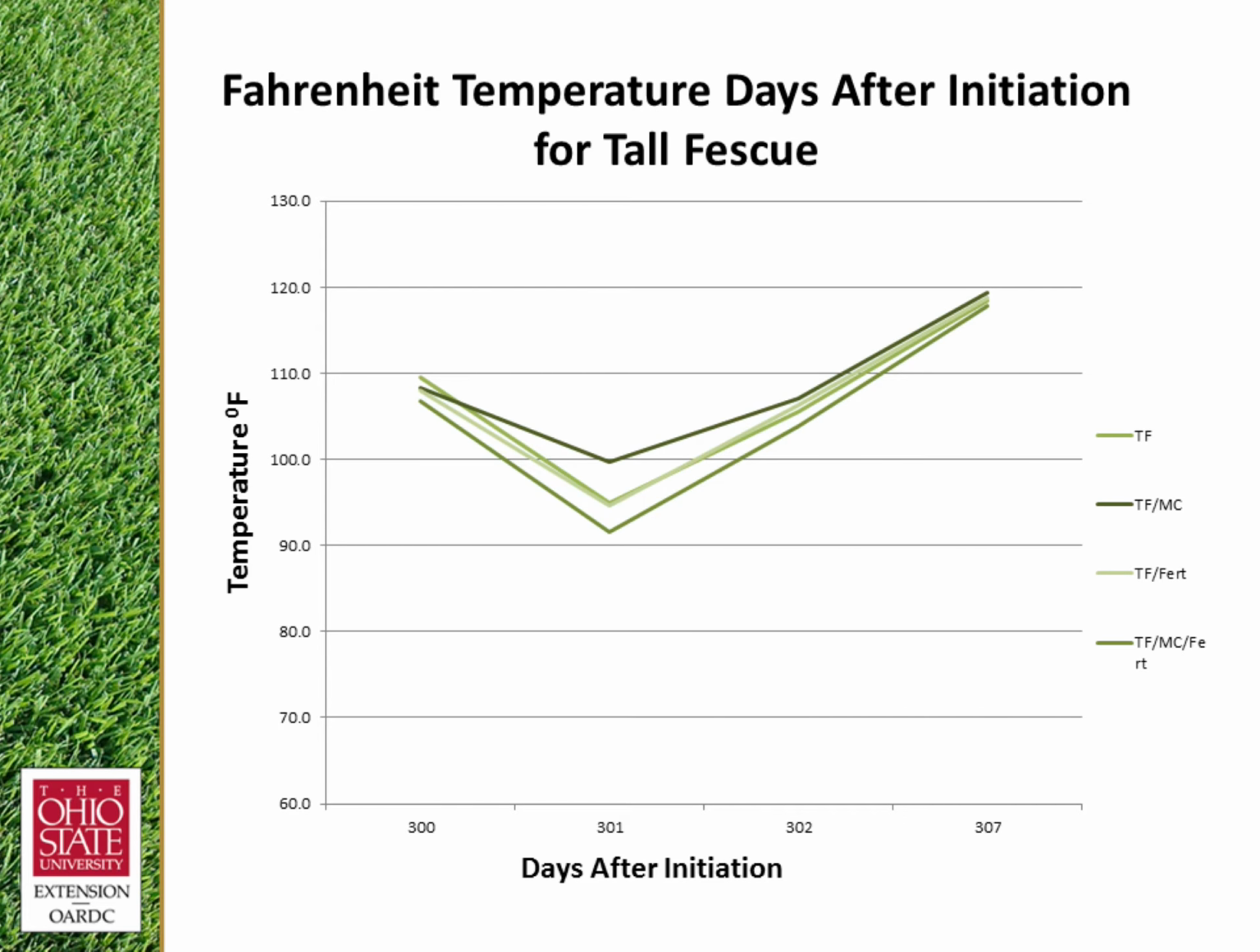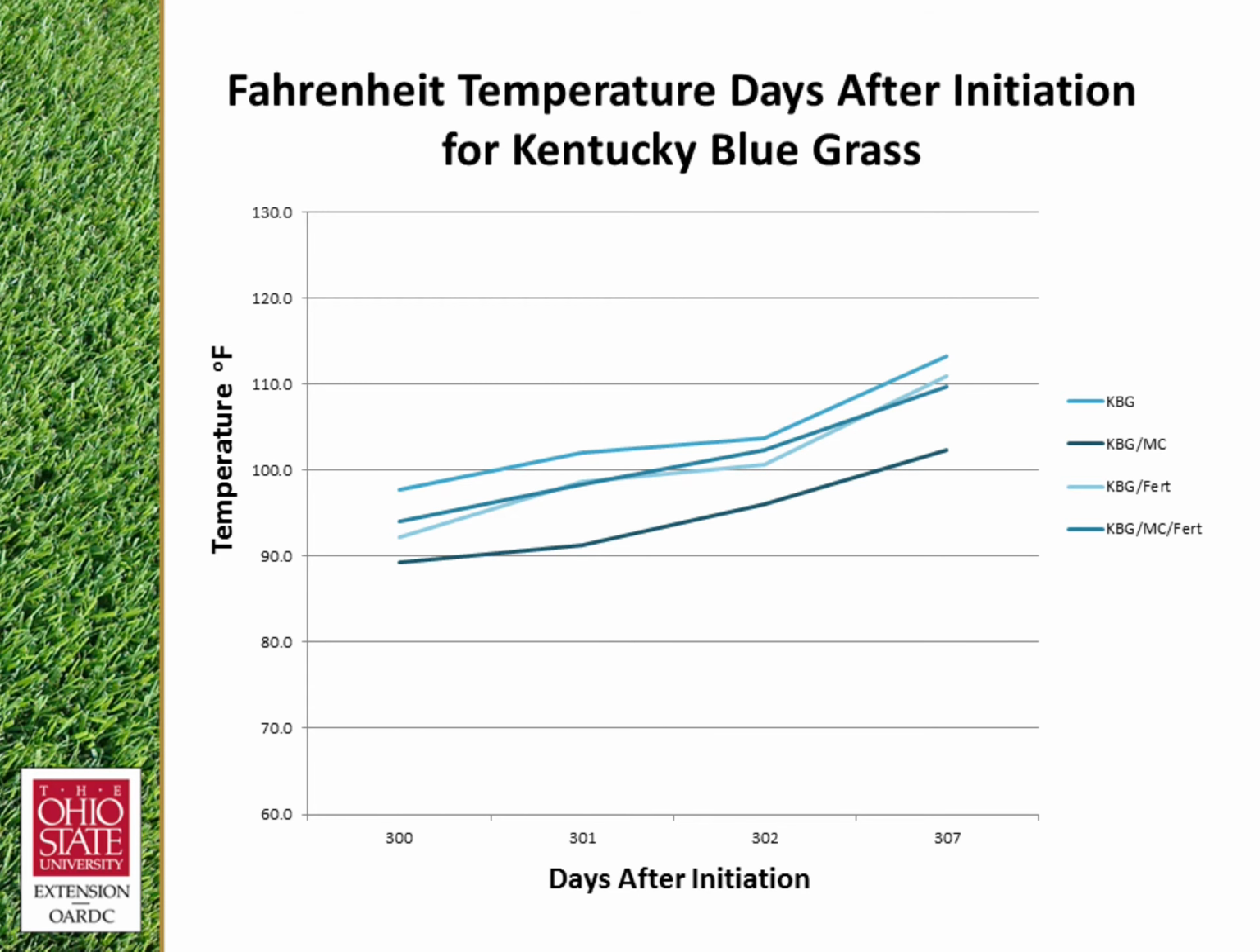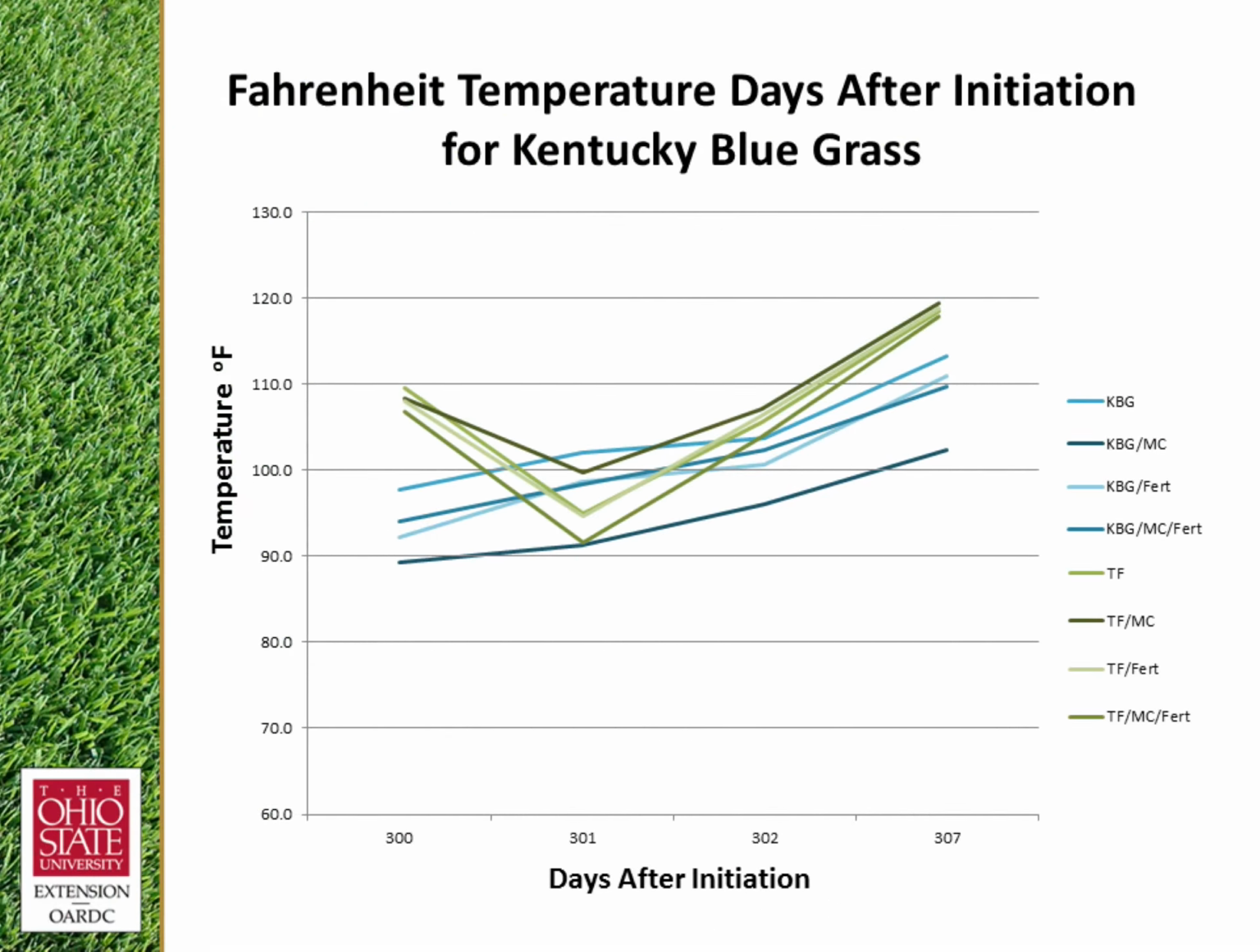Here's the data for the tall fescue. We also evaluated the temperature of the plots over a 1-week period. The microclover plots look like they are straddling above and below the non-microclover plots, with the microclover on top and the microclover plus fertilizer on the bottom. In this data, the lower the temperature, the better. Here's the data for the Kentucky bluegrass. The microclover is running several degrees cooler than the rest of the treatments. When we overlay the data, we can see how the two plots compare. I am not sure that this tells us anything important at this moment in time, but it may with additional data.